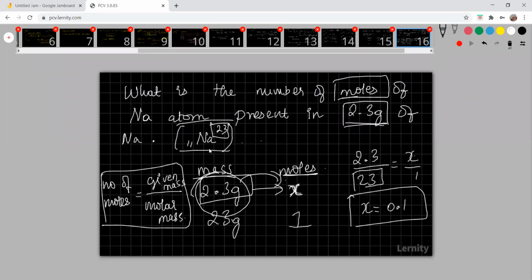If I put given mass by molar mass, I'll get number of moles. How did I do that? First I did ratio proportion, I found out the answer. Now I need a shortcut to solve my questions faster, so I derive my own formula. Do not rely on the formulas first of all. Do not even think about formulas while solving mole concept. Clear?